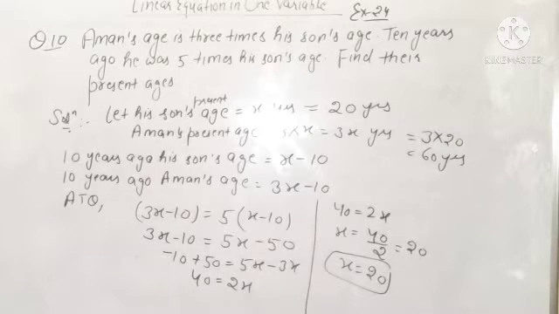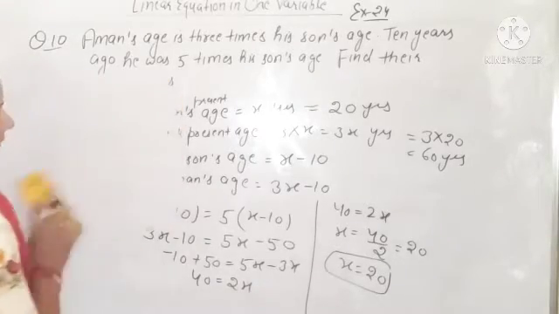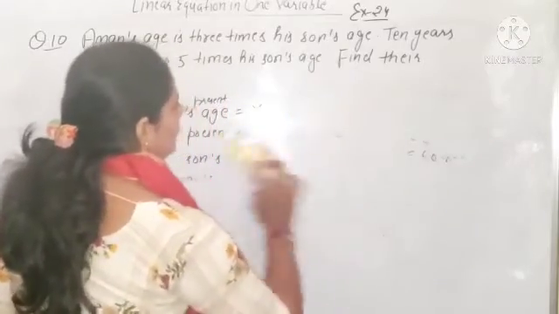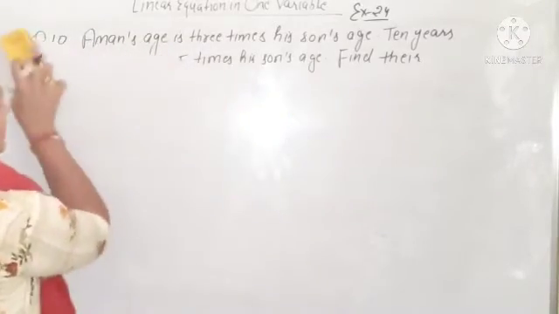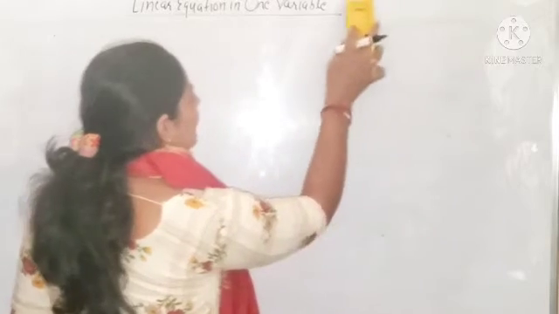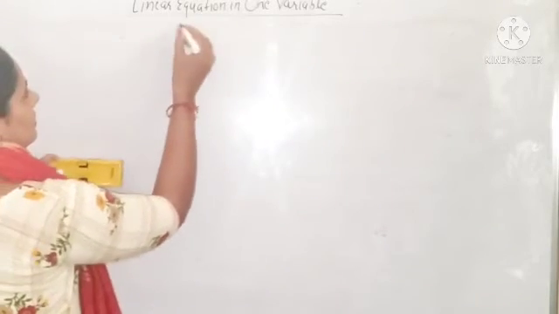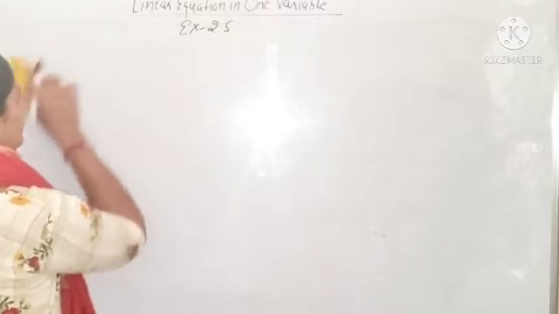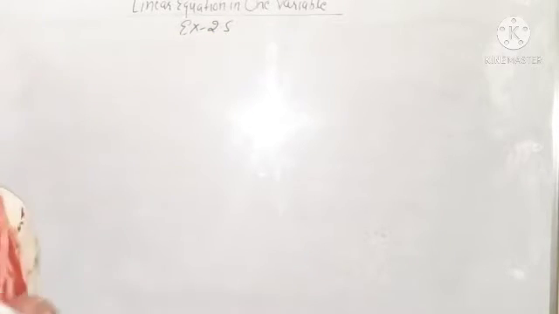Okay. Now we will start exercise 2.5, and exercise 2.5 beta is totally based on reducing equations to the simplest form. Okay. Now we will start our exercise. 2.4 is completed. Now we will start exercise 2.5, reducing equations to the simplest form.